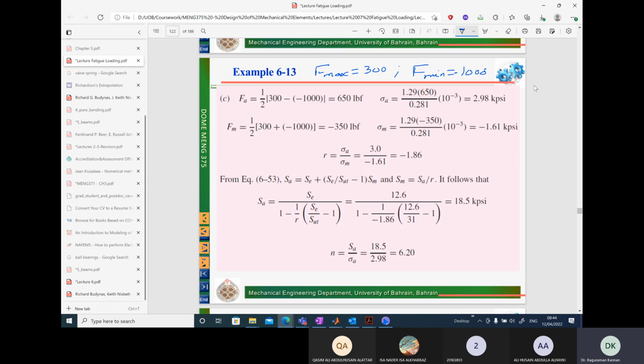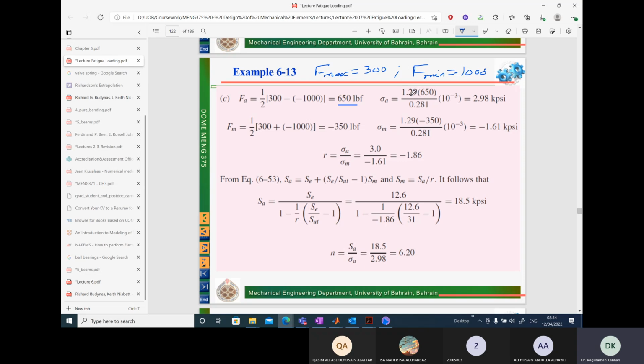What is FA? FA will be F max minus F min. So minus of minus becomes plus, over 2. And this is the value we have. Similarly, F mean stress value will be F max plus F min. We get minus 350. We have FA and FM values. Again, it is a tensile load.